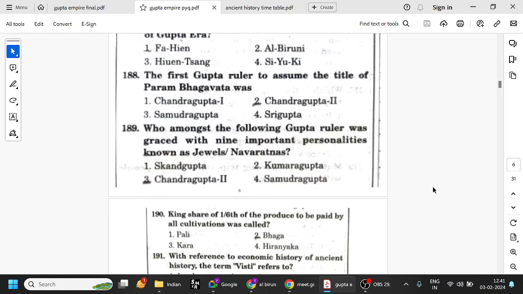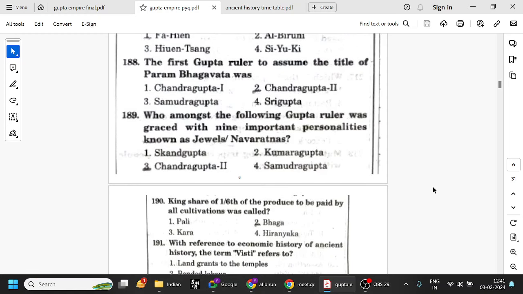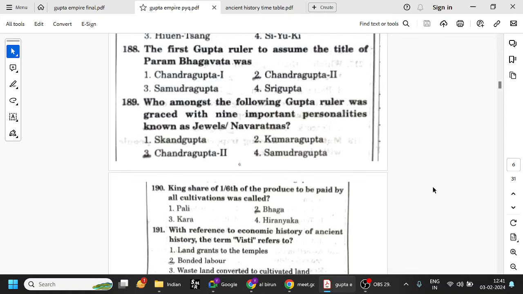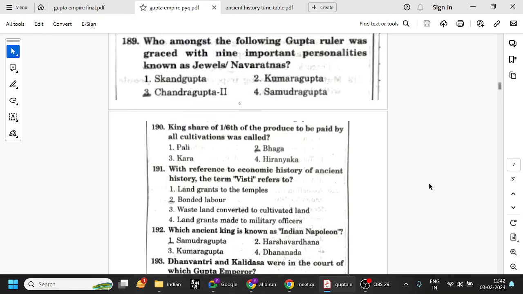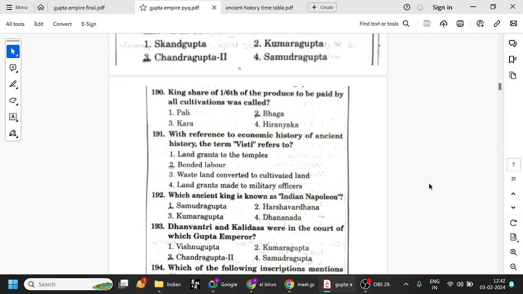The first Gupta ruler to assume the title of Parama Bhagavata. So we have seen Sri Gupta Maharaja, Chandragupta I Maharajadhiraja, and Samudragupta, Sarvarajochchhetta and so on. Chandragupta II took the titles of Vikramaditya and also Parama Bhagavata. Try to remember that. Navaratnas, we have seen many times. Chandragupta II had the Navaratnas. So this is also very important.